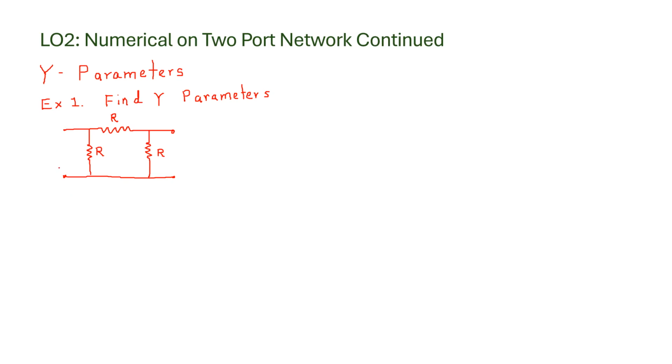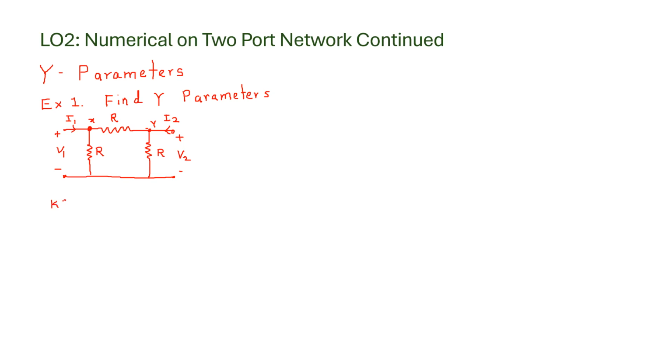analytical approach. So let V1 be the voltage with plus and negative polarity. Let I1 be the input current, I2 be the output current, and let V2 be the output voltage. Now I will write a KCL equation at this node. Say this node is X and this node is Y.